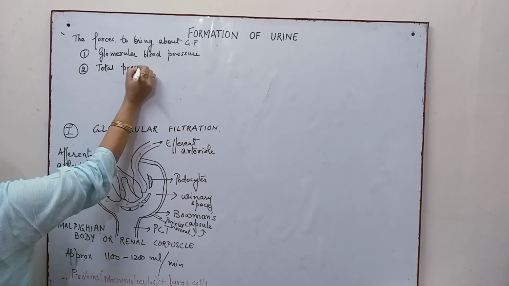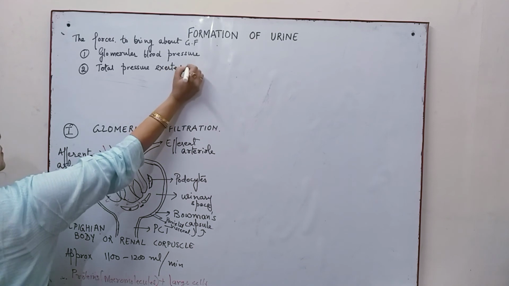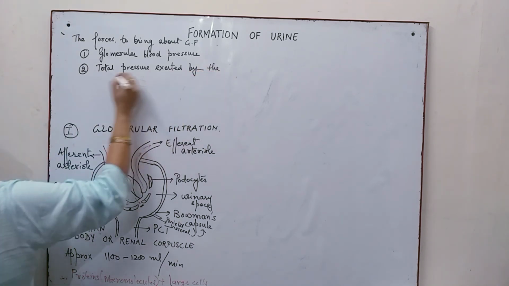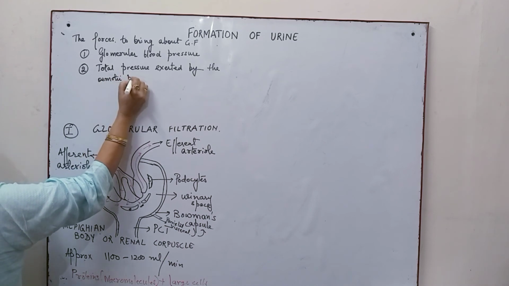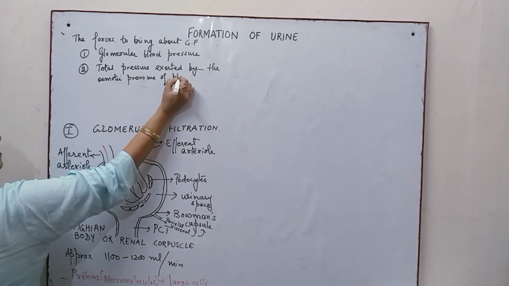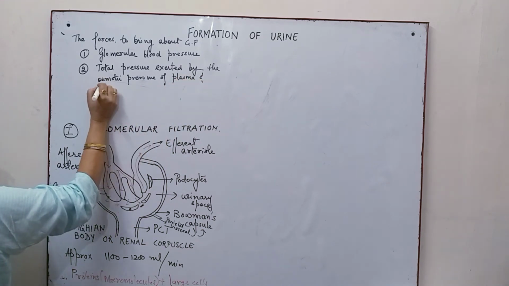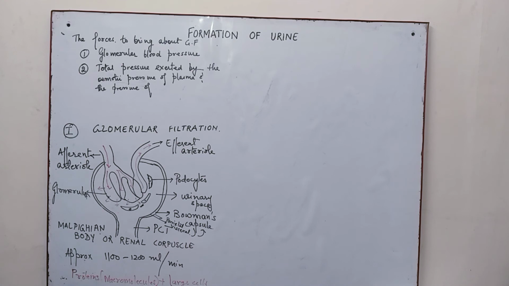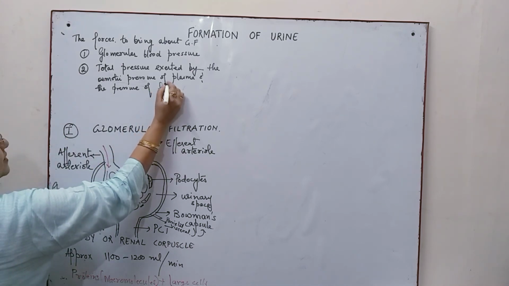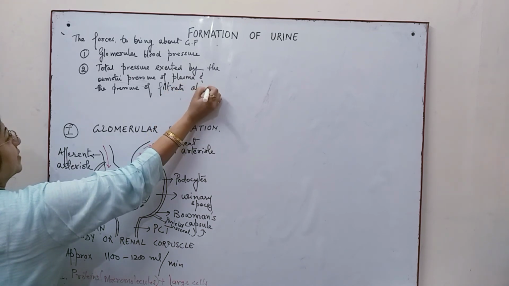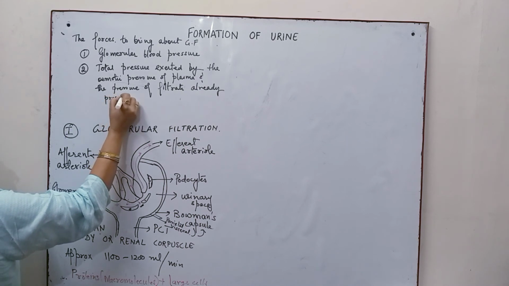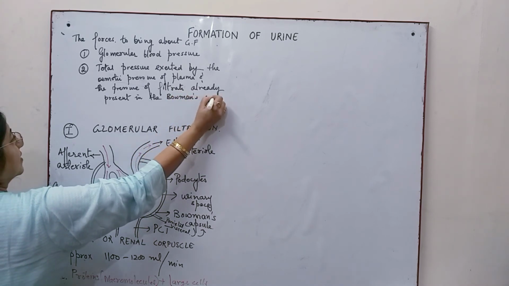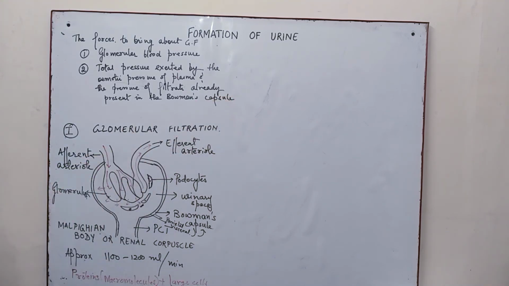that is, the total pressure exerted by the osmotic pressure of plasma, and the pressure of the filtrate which is already present in the Bowman's capsule space.